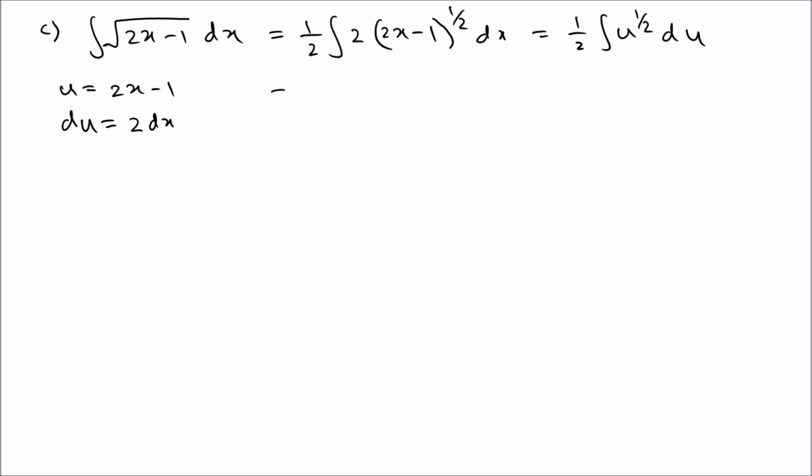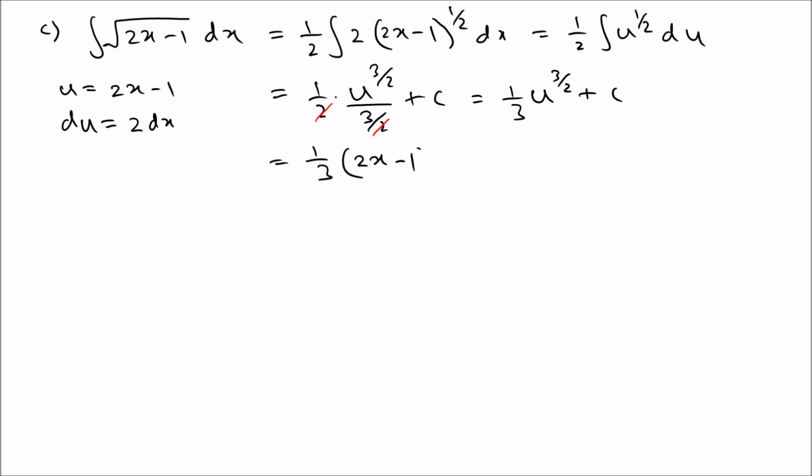Now we're going to integrate under the new variable u. It is u to the 3/2 over 3/2, and you can see that the 1/2 and the 2 get cancelled, plus c. So that means 1/3 u to the 3/2 plus c. So let's put u back. u is 2x minus 1, so it is 1/3 times 2x minus 1 to the 3/2 plus c. So this is one way to do this problem.